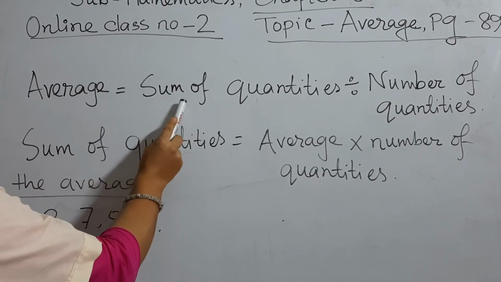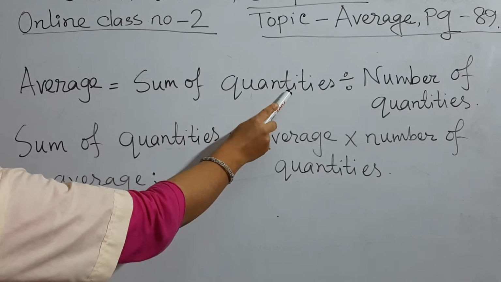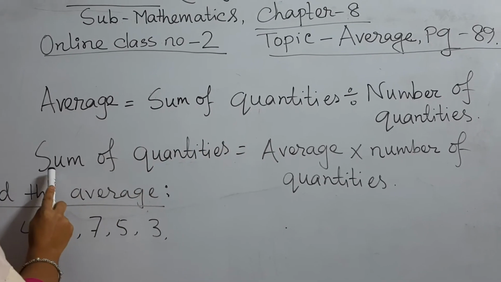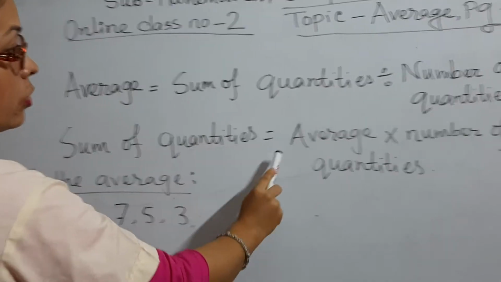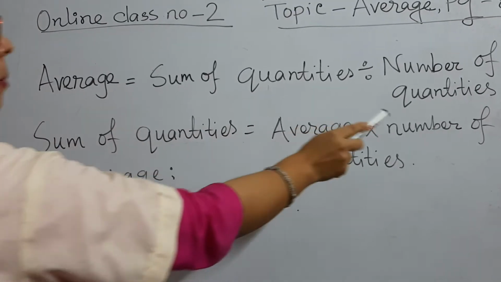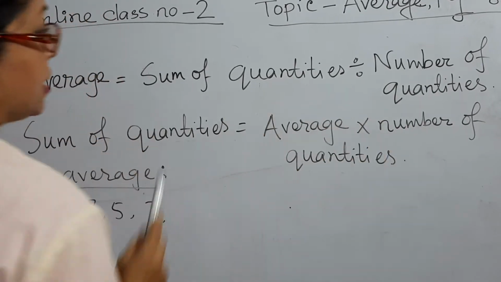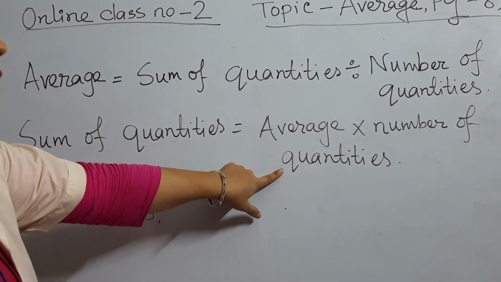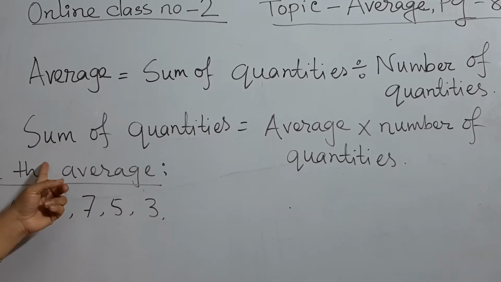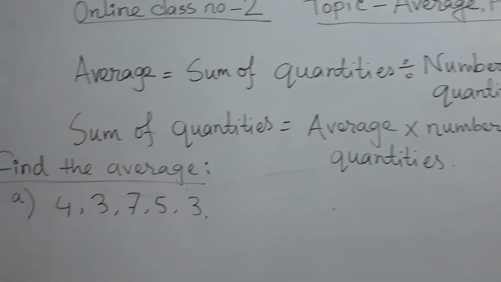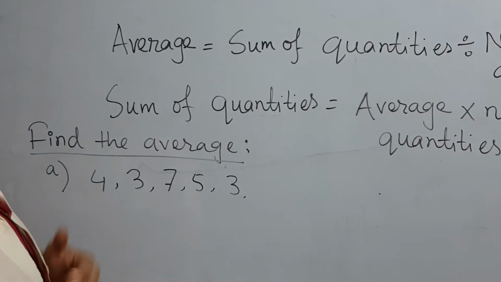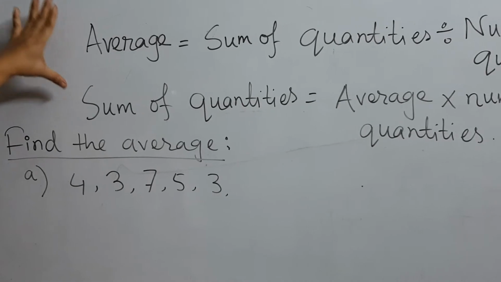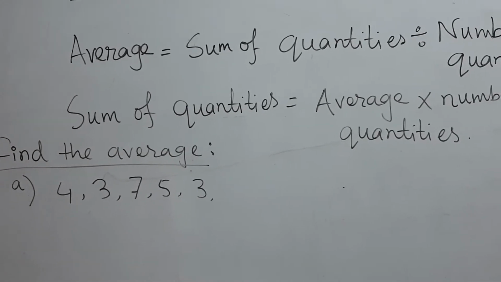If we have to find the sum of quantities, what do you have to do? The rule is: sum of quantities equals average multiplied by number of quantities. If you multiply average by number of quantities, you will get the sum of quantities. Whenever we do our maths, whenever we do our creative questions, we need this formula also. That's why I have written both of these formulas for you. Clear, students?